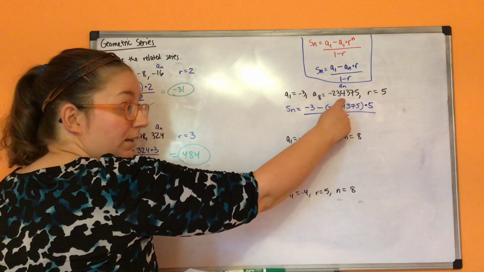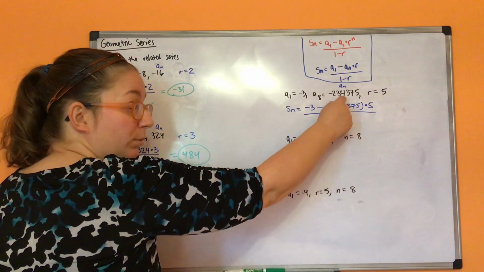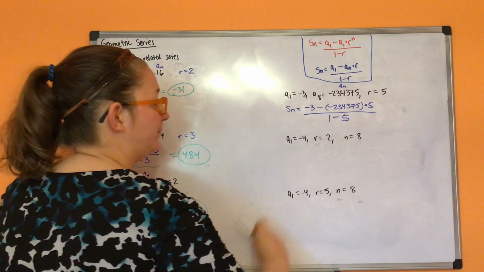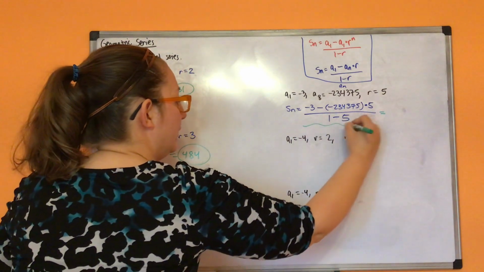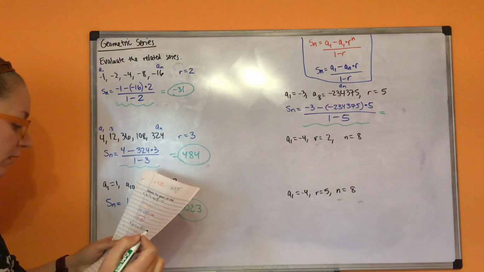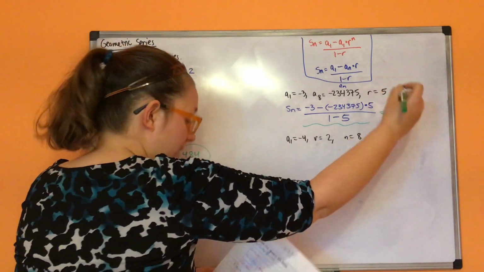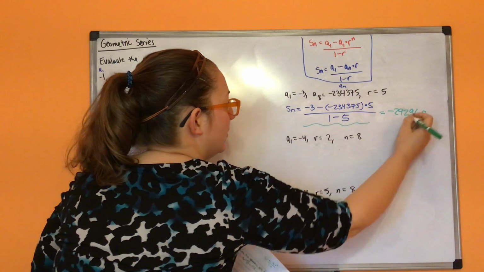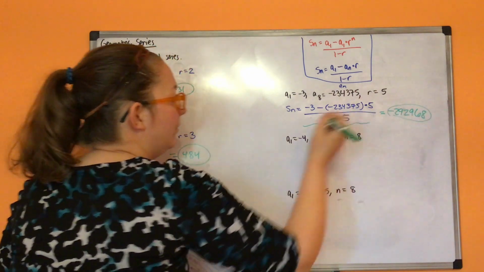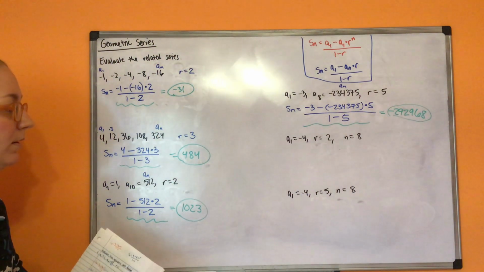We have a pretty good sized negative number here, so chances are we're going to have a pretty large number for Sn as well. When you put all of this into Desmos or whatever calculator you are using, you should get negative 292,968. Seems really big, but if you look at the size of the numbers you're dealing with, it all checks out.